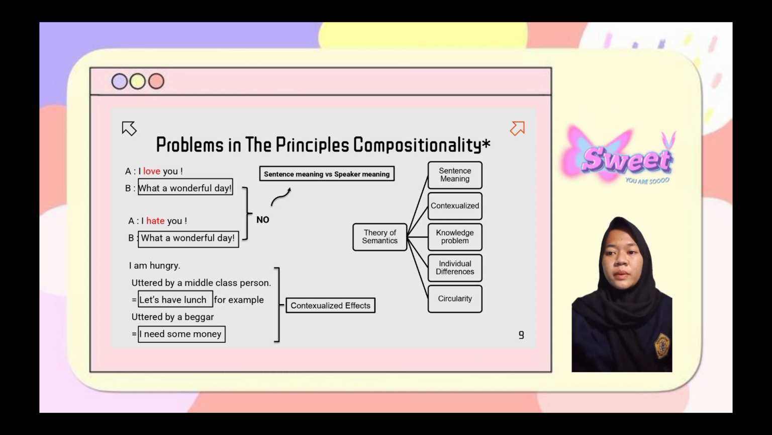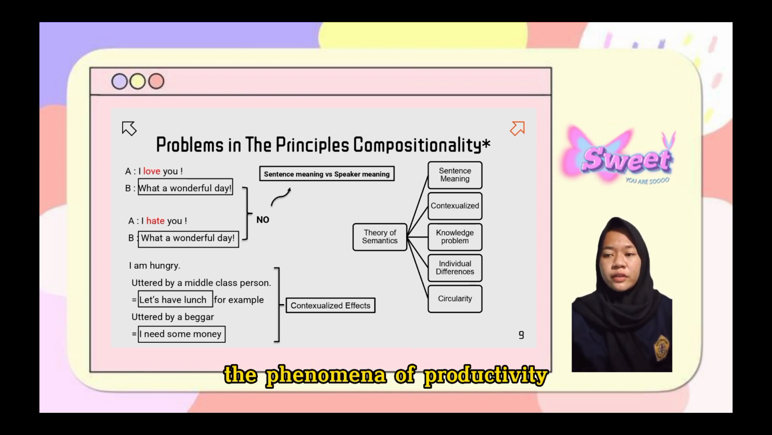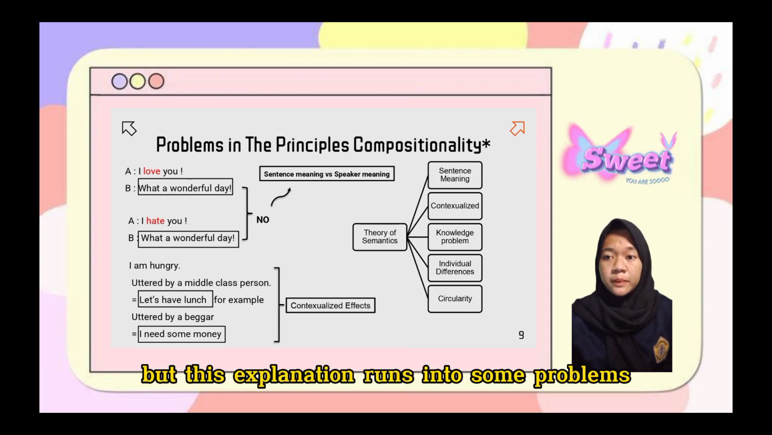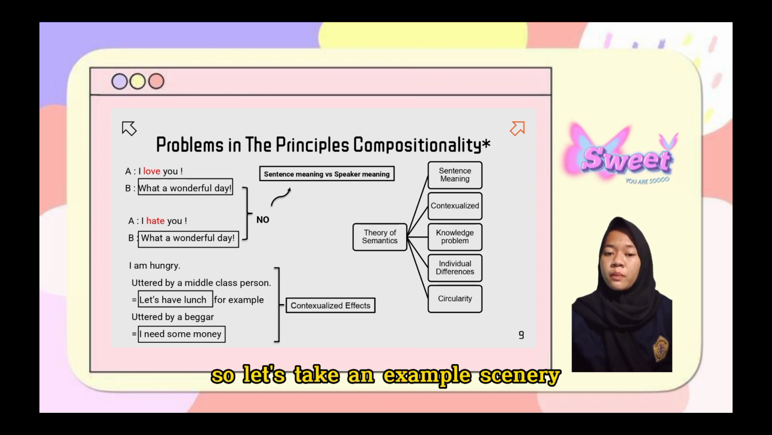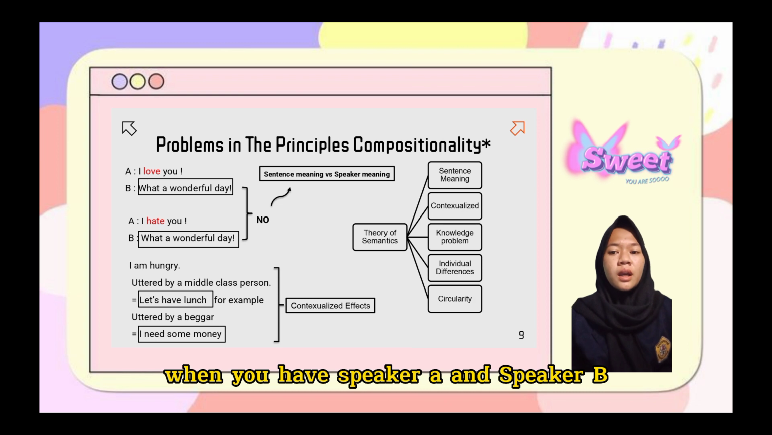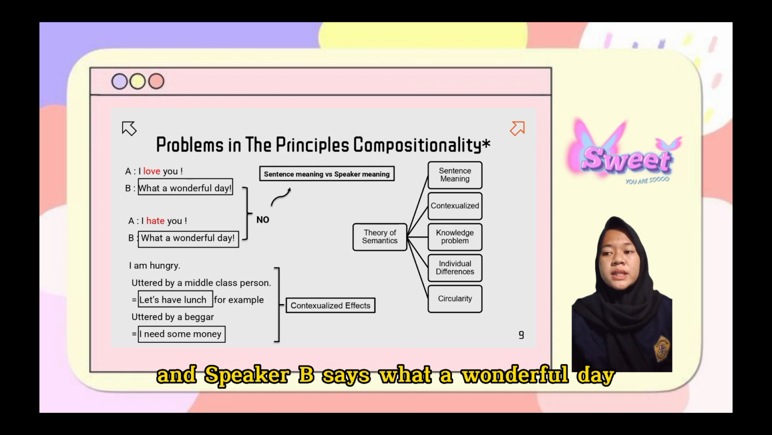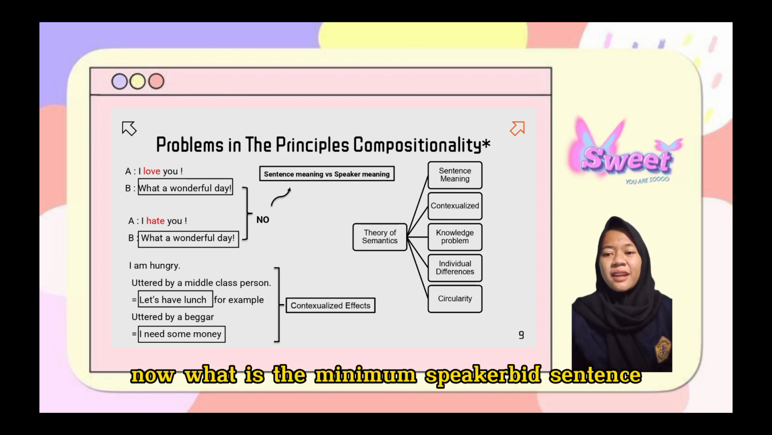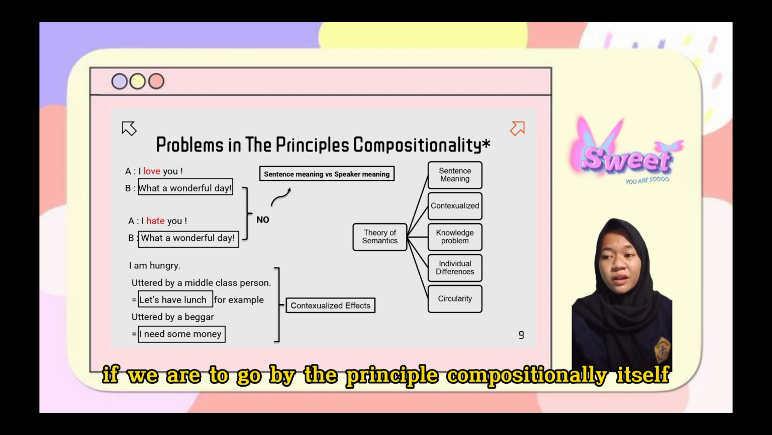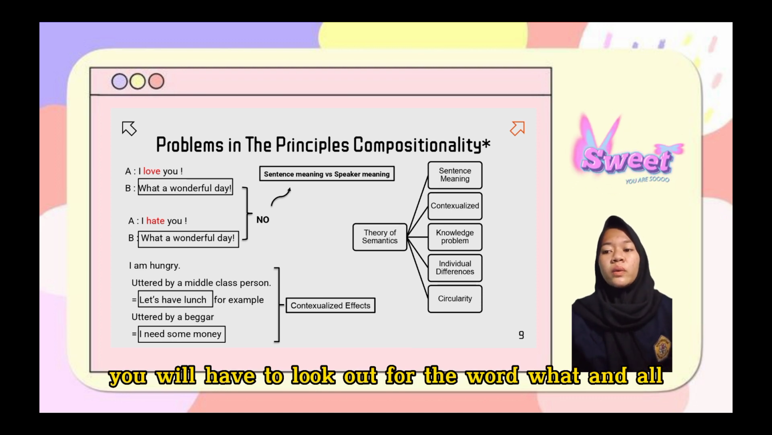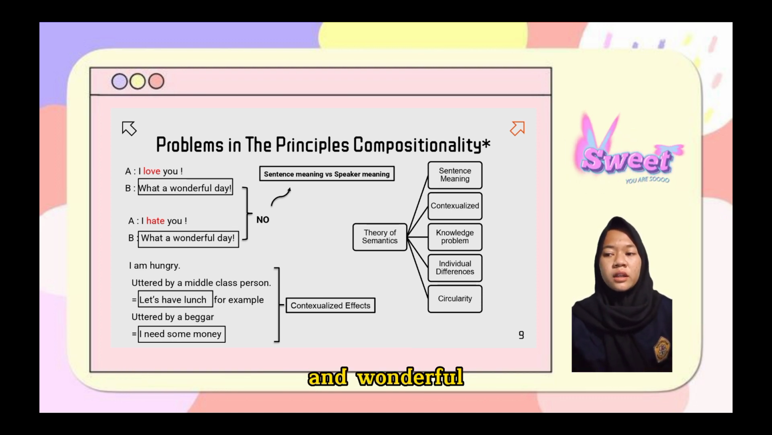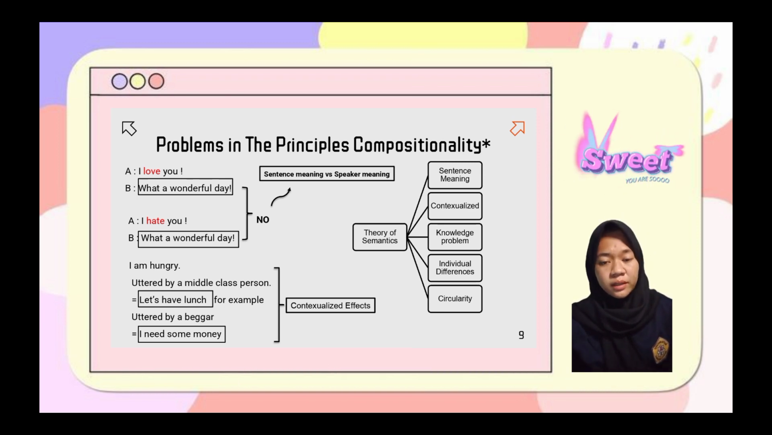Okay, recall the principle of compositionality was there to explain to us the phenomenon of productivity, but this explanation runs into some problems. So let's take an example scenario. You have speaker A and speaker B. Speaker A says "I love you" and speaker B says "What a wonderful day." Now what is the meaning of speaker B's sentence if we are to go by the principle of compositionality itself? You will have to look at the words what, wonderful, and day, right? So let's say we came up with our results of the meaning.